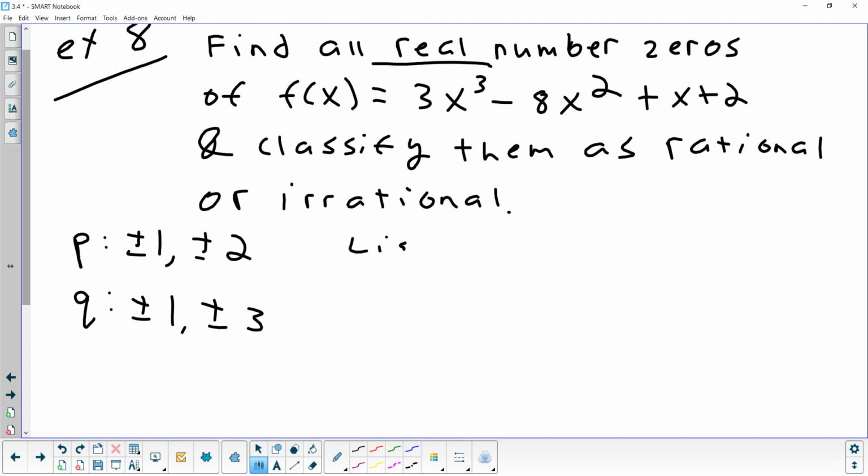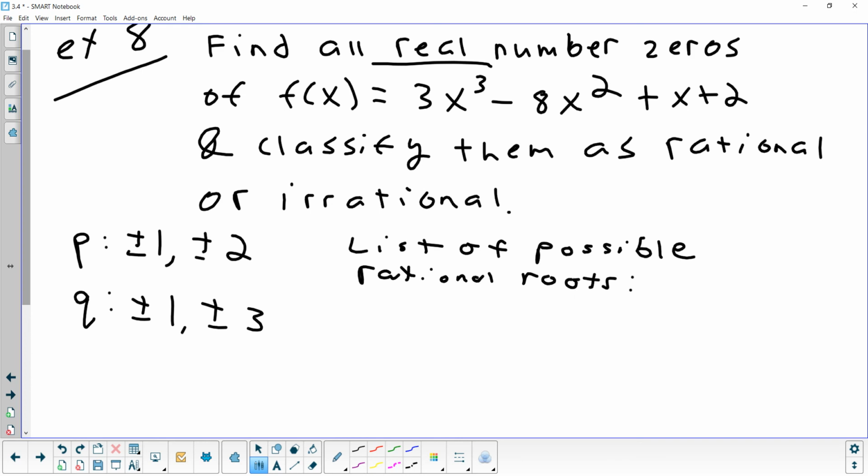So list of possible rational roots. 1 over 1, 1 over 3, 2 over 1, 2 over 3. So that's technically 8 different numbers that could be rational roots. I don't really want to try all 8 of them one at a time. It's going to take me a long time to do synthetic division by guessing. So how can I narrow this list down quickly and figure out which one I should try?